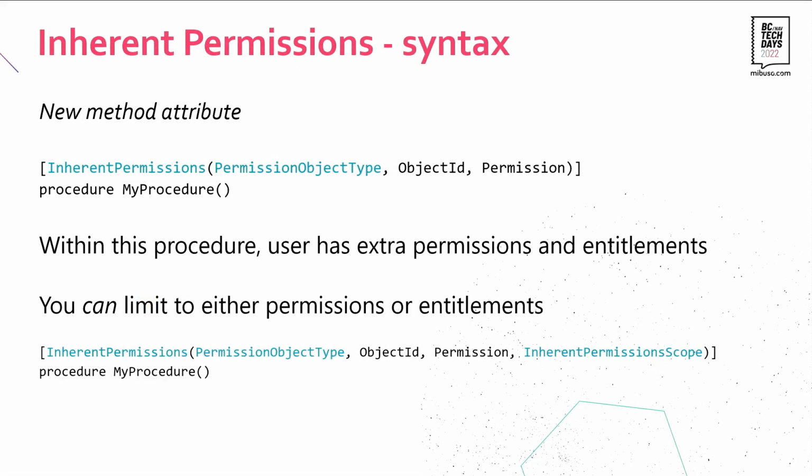The syntax is an attribute on the method, and you'll see an example there, but I just want to highlight at the bottom, there's an inherent permission scope, because as I mentioned before, we both have permissions and entitlements. By default, when you add this attribute, it will give you both permissions and entitlements. I know that you don't need to worry so much about entitlements, but it's just for information. It can either be set to both, permissions only, or entitlement only.